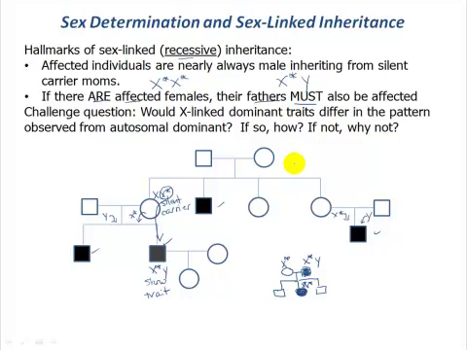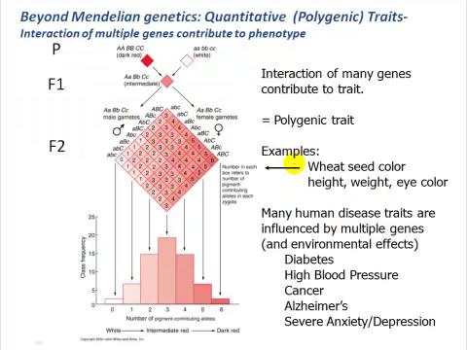Okay, so that's the basics of inheritance patterns as depicted in pedigrees, and how we distinguish between autosomal versus sex-linked, and how we distinguish between dominant versus recessive. Let's move on and talk about some other non-Mendelian patterns of inheritance that Mendel didn't observe, but which we now know exist out there in the natural world. The first one that we're going to be looking at is what's called polygenic or quantitative inheritance. And what this refers to is the interaction of multiple genes all contributing to one phenotype.